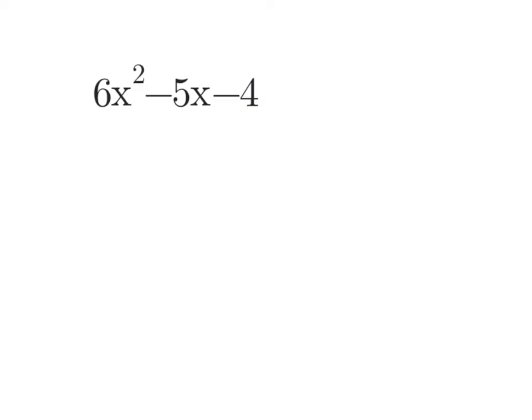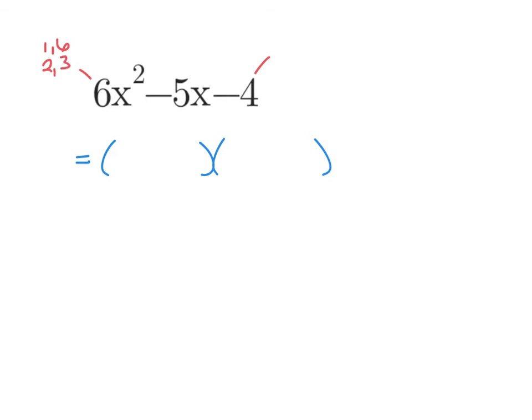Now this is about as tricky as I'm going to make it for you when we have 6x squared minus 5x minus 4. When we set it up, we get our parentheses ready, and we're going to start looking at factors at the beginning and at the end. And what makes this one so tricky is 6 is not prime, so we get 1 and 6 or 2 and 3.